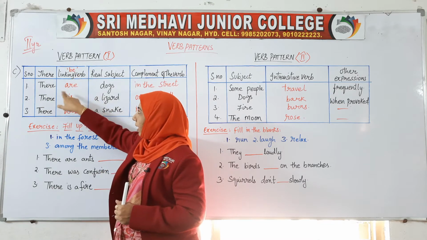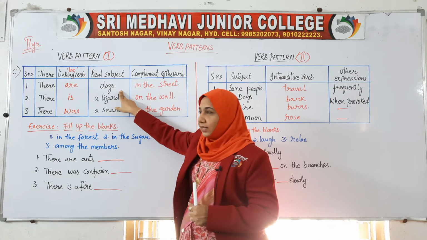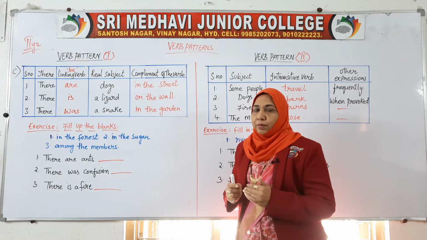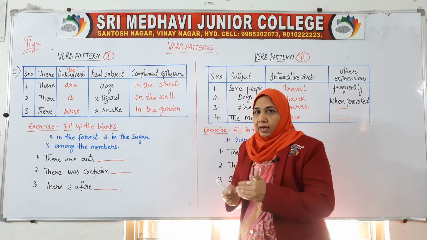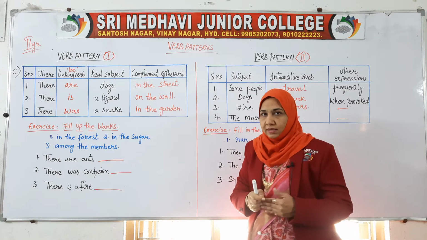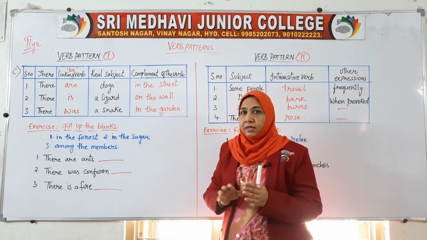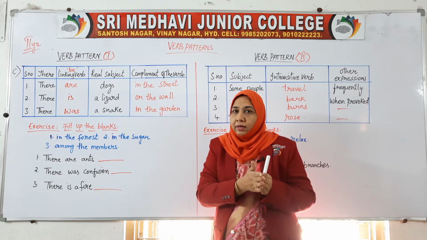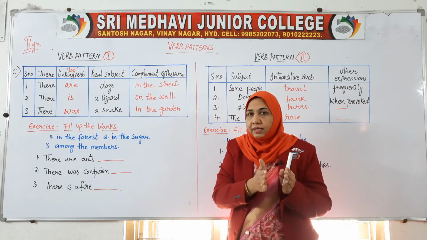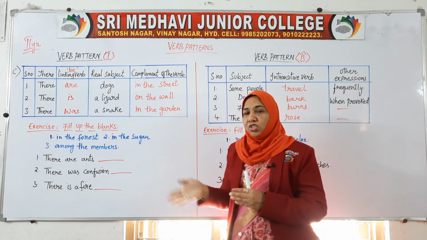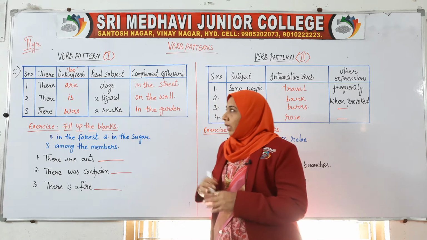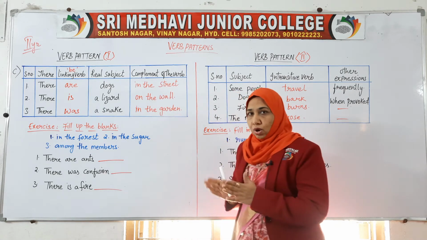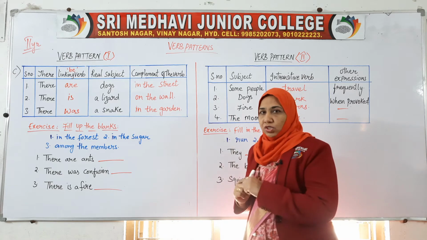There, then the linking verb "are", then the real subject "dogs", and the complement of the verb "in the street". There are dogs in the street. This type of sentence starts with "there" and has the subject in the middle of the sentence. As I said, the subject is the topic we discuss, the particular thing or person. The main one is the subject. Here it is the dogs. Who are in the street? There are dogs in the street. The linking verb is "are", the real subject is "dogs", and the complement of the verb is "in the street".